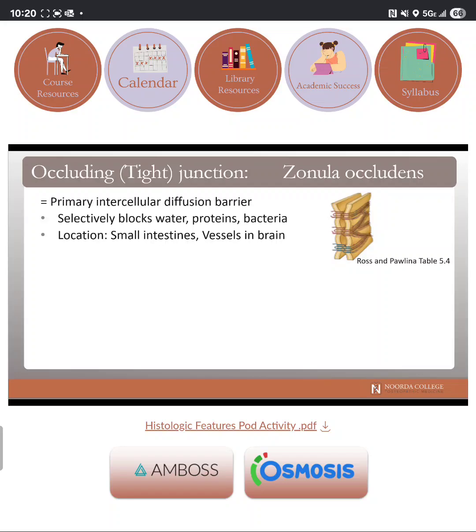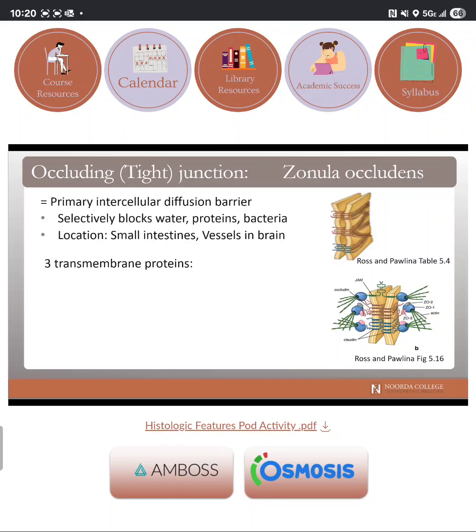Now the tight junctions are your primary intercellular diffusion barrier. They are commonly located in the small intestine and the vessels of the brain, like the blood-brain barrier. You don't want anything to cross into the brain, and so that's why they need to be tight. They are comprised of three transmembrane proteins.